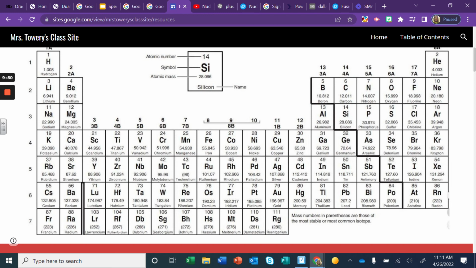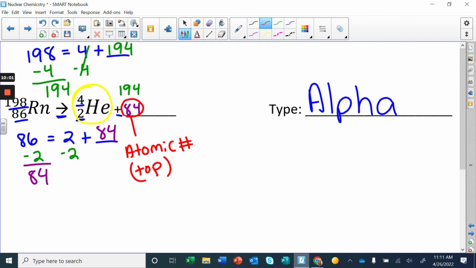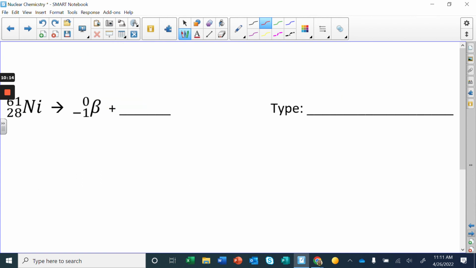So we come over here. See, the top number is 84. So the symbol should be PO. We'll go back to over here, and we have PO. So that is our answer. Alpha decay, it decays into plutonium, and we're done.